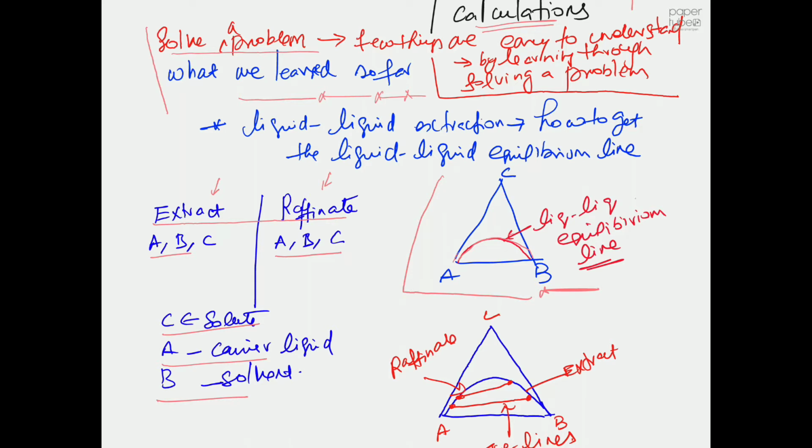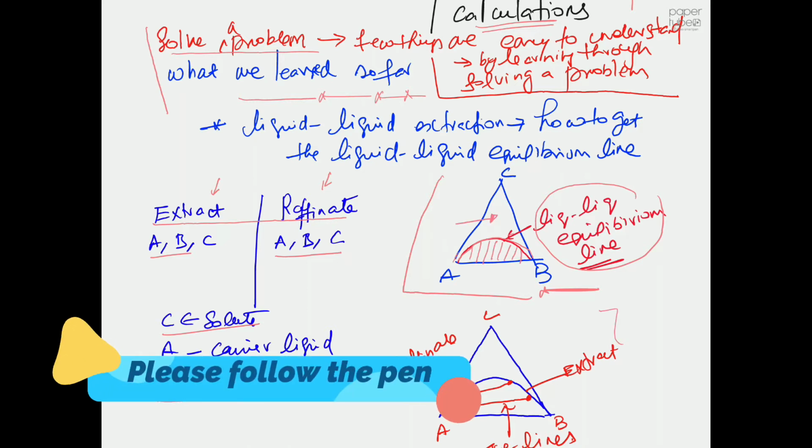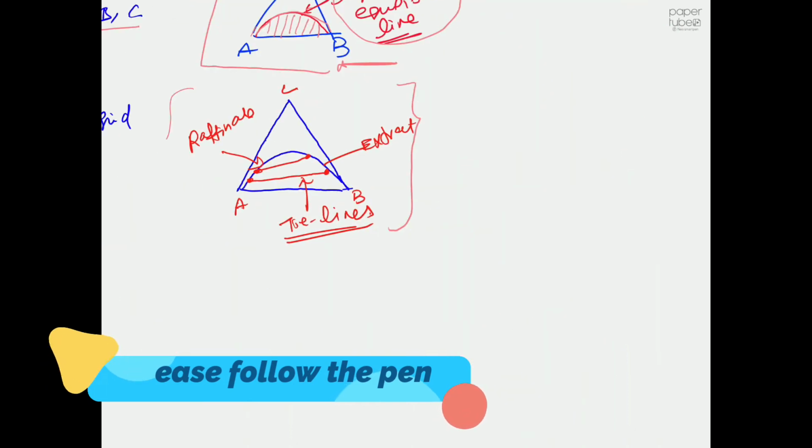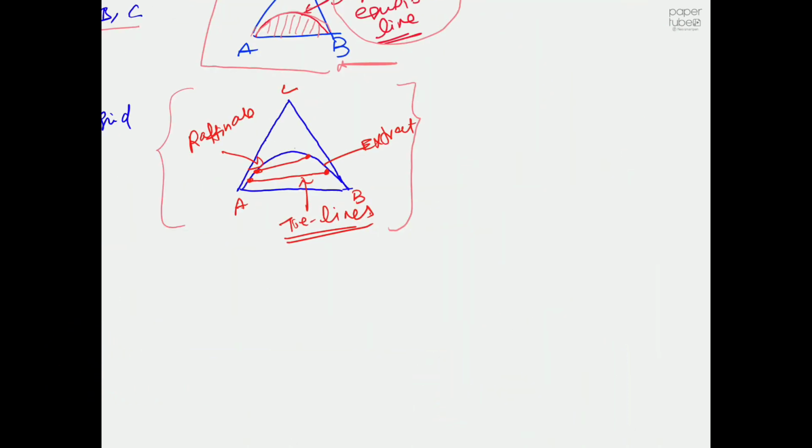So this one, we will have clear separation in this region. In this region everything will be homogeneous, and this is something very important you must remember for this lecture. So this is your ternary diagram, and then you have your liquid equilibrium line, and then we know which side is your raffinate side and which is your extract side. And we are plotting C on the top, A on the left hand side, B on the right hand side of your triangle.